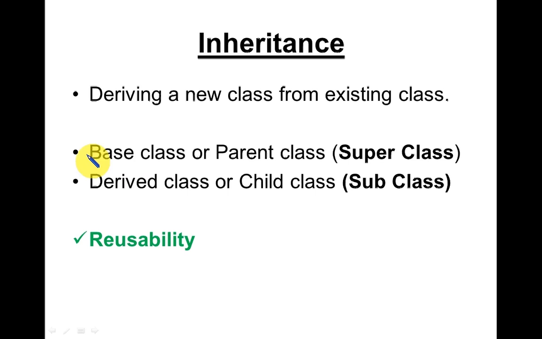Here the already existing class, that is the base class or parent class, is known as the superclass in Java, whereas the new derived class or child class is known as a subclass. So what is the advantage of using inheritance? Reusability. Yes. The methods and variables inside one class can be simply reused in another class. So no need to redefine it.